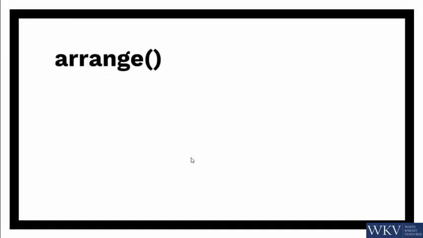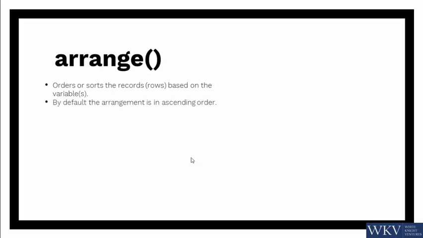Next function, arrange. As the name suggests, it will help you arrange, order or sort the records, that is the rows, based on the variables. Clear? So you tell R on the basis of which variable you want to arrange your data set. That is it. That is what the arrange functionality does. By default, the arrange functionality will always sort the data in ascending order.